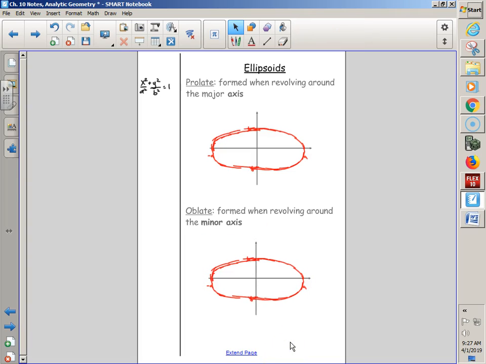So let's see the difference. And I could have done this vertically too. The major is the longer. So in this one, isn't the longer the horizontal one? And isn't the minor the vertical one? So what happens? Well, if I spin it this way, do you guys see how I basically get like a pill? Like a minion? Like a football?